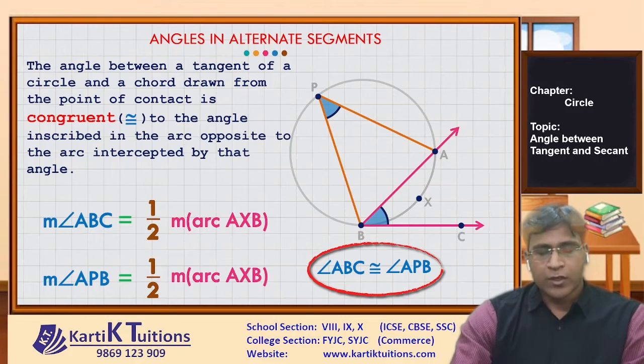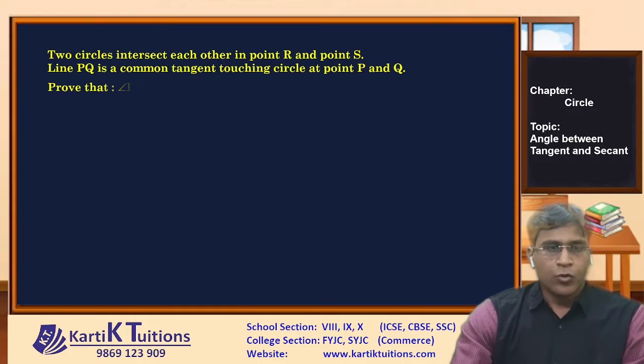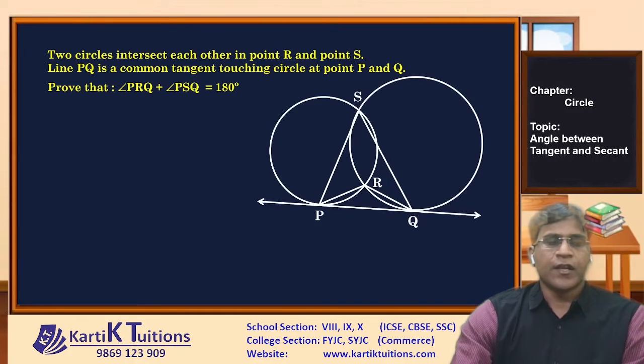I have taken two sums based on the same concept. So let's start with the sums now. Two circles intersect each other at point R and point S. Line PQ is a common tangent touching the circles at points P and Q. Prove that angle PRQ plus angle PSQ is equal to 180 degrees. Sir, I did not understand anything. Let us start. We'll get it. Now PRQ and PSQ.